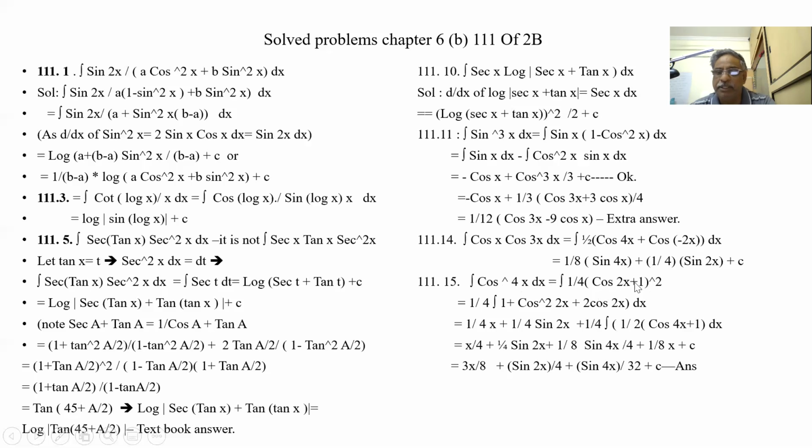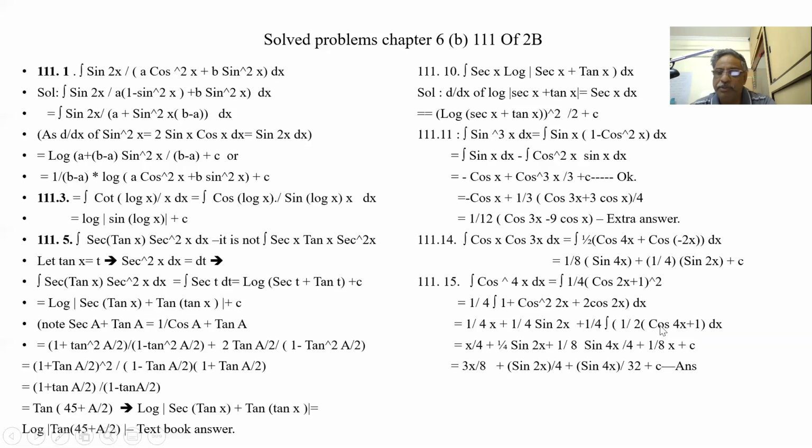So again, I am expanding this: 1 plus cos square 2x plus 2 cos 2x. You know the integral of 2 cos 2x is 2 sin 2x by 2, that is sin 2x by 4. The integral of 1 is x. So cos square 2x, again I am converting into cos 4x format.